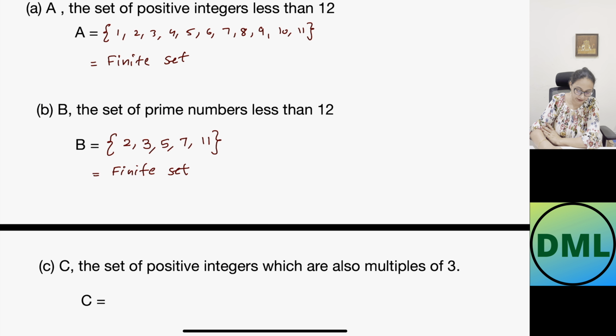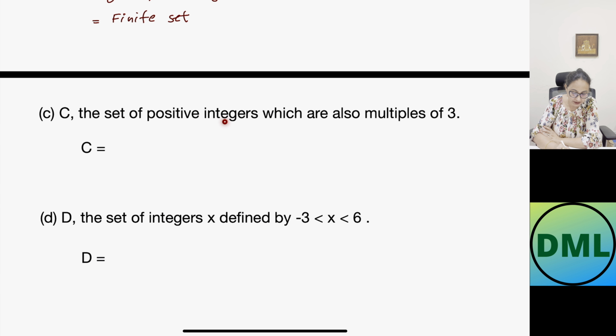Let's see the third example here. C, the set of positive integers which are also multiples of 3. I have to write down the positive multiples of 3. That means I have to write down the 3 times table. First is 3. Let's write down the number 3. After that 6, after that 9, after that 12 and so on. This set is unending. You can keep going with the multiples of 3 and write them down. This set is an infinite set. Let's write down the answer as infinite set.